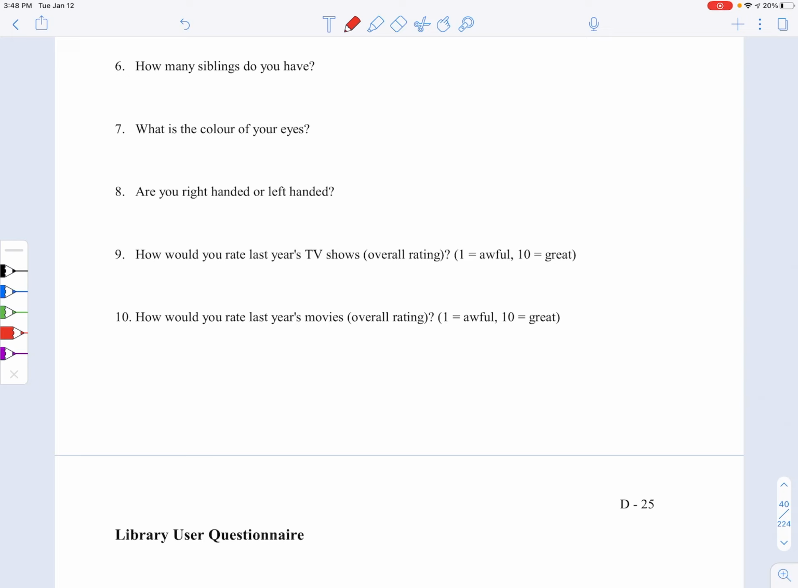Number 9 and number 10, overgeneralizations. How would you rate last year's TV shows? How would you rate last year's movies? Those are very general. You're not going to get anything really useful out of that. So when you're talking about TV shows, you'd want to narrow it down to specific categories. Maybe they're the news ones. Maybe they're from a particular station or something. Maybe they're Netflix movies or Netflix series, drama series, or maybe they're comedy series or something like that. And so you want to narrow it down so it's not just a big overgeneralization on that.